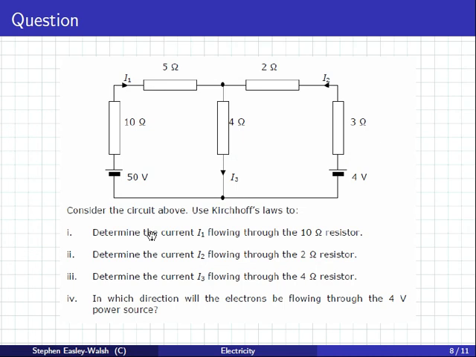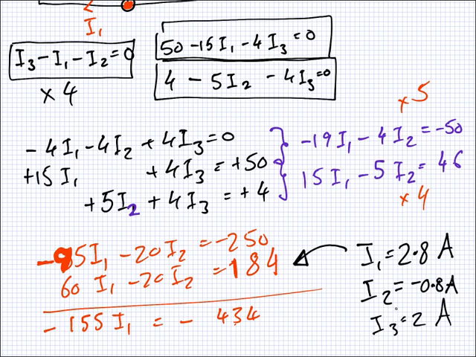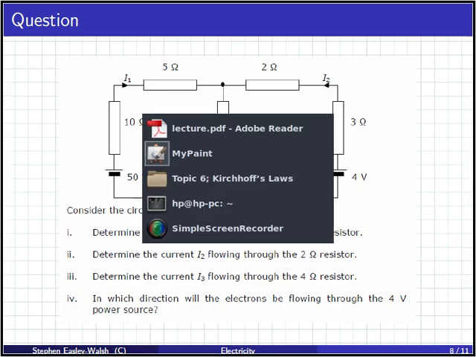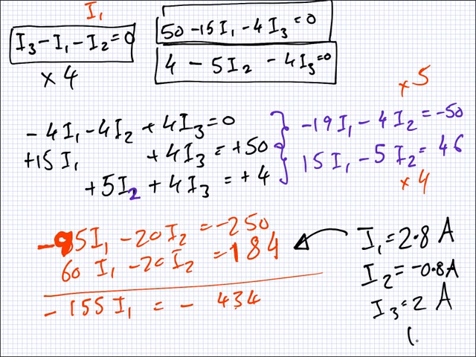So look what I've done. I've answered parts 1, 2, and 3, and finally, in which direction will the electrons flow through the 4 volts? We got I2 is negative. What's the meaning of a negative current? It's in the opposite direction. So the current is really going down. So if the current is actually travelling down, which way are the electrons flowing? Up. So the answer for part 4 is up.